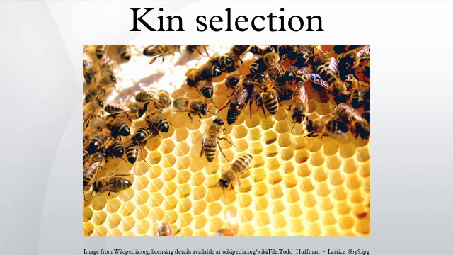Kin selection is the evolutionary strategy that favors the reproductive success of an organism's relatives, even at a cost to the organism's own survival and reproduction. Kin altruism is altruistic behaviour whose evolution is driven by kin selection. Kin selection is an instance of inclusive fitness, which combines the number of offspring produced with the number an individual can produce by supporting others, such as siblings.